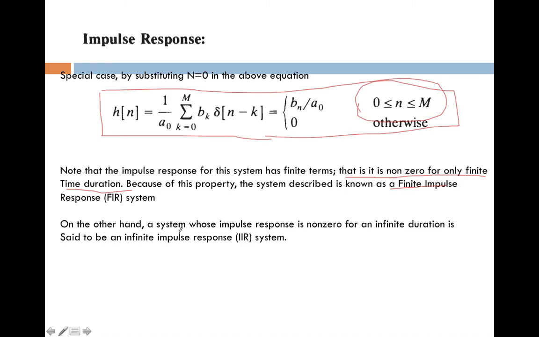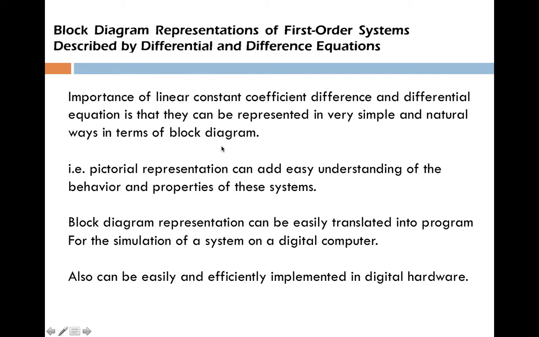At the same time, a system whose impulse response is non-zero for infinite duration is said to be an infinite impulse response system. For example, here h of n is defined over 0 to infinity, so it is called infinite impulse response. With this, we are going to see how to draw a block diagram for a given system equation.